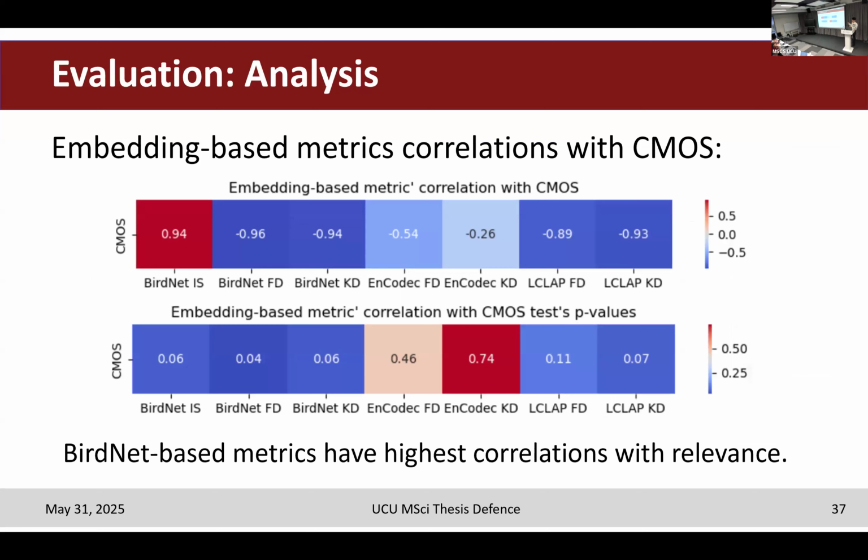And finally, here is a correlation analysis between subjective and objective metrics. At the top we have Pearson correlations of CMOS and embedding-based metrics, and at the bottom the corresponding p-values, so they're not non-zero. So the results confirm that first of all, BirdNet-based metrics correlate the most with human perception of relevance, and encodec-based metrics are the least related to this.